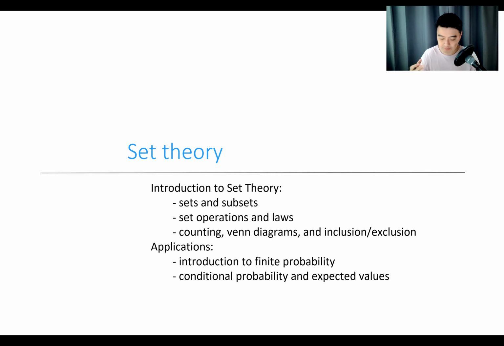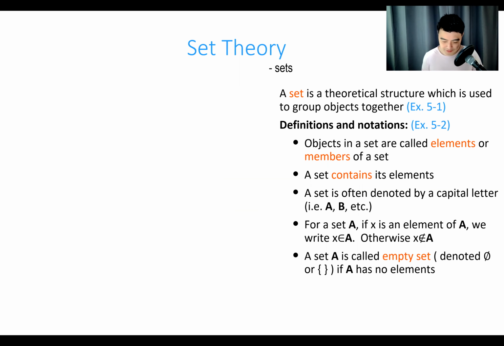And then we're going to finish off by talking about conditional probability, something you probably have not seen before, and expected values. Again, something you probably have not seen before, but these are good applications and good setups for things you're going to see down the line, especially if you take something in stats or computer science or something like that. So let's start off with some definitions.